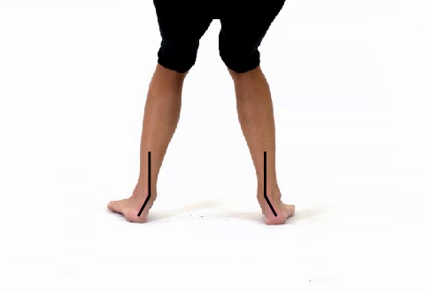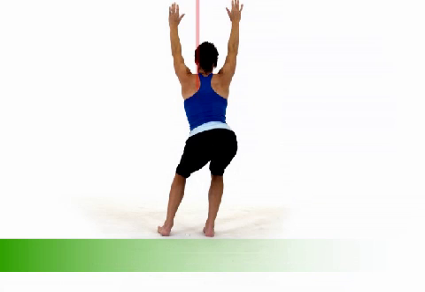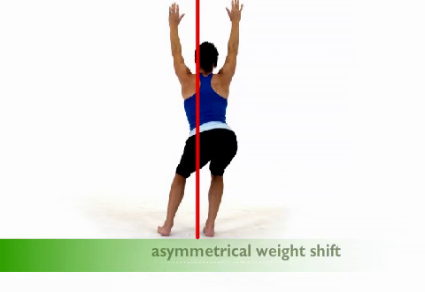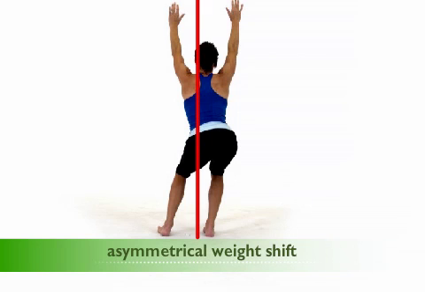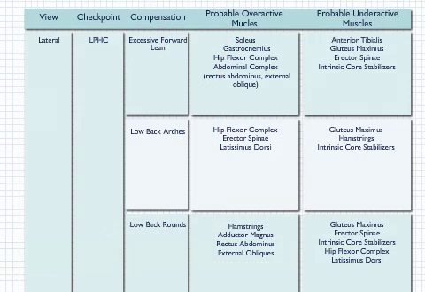At the feet, specifically look to see if the feet flatten or if the heels rise. At the lumbopelvic hip complex, look for any asymmetrical weight shifts during the descent of the squat. Each of these compensations will indicate potential muscle imbalances in the lower extremities and the lumbopelvic hip complex.